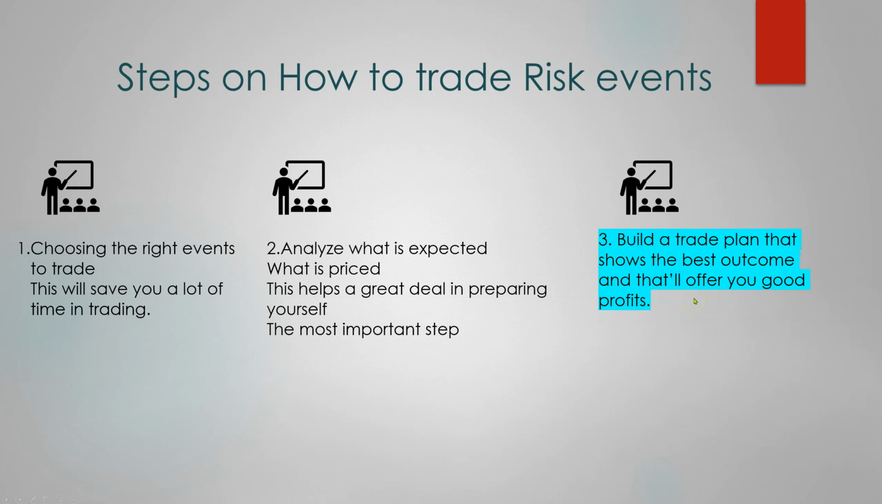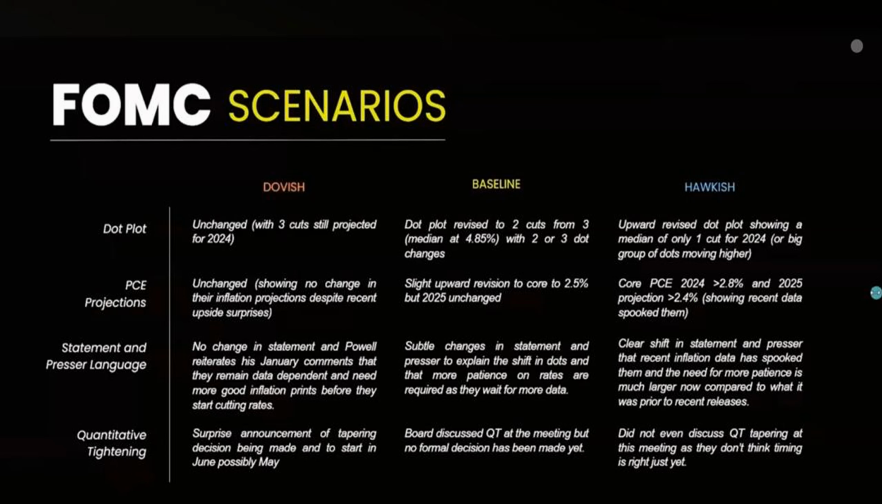So yes, that being said, after we've already analyzed what is expected and what is priced, now it was time to build a trade plan to show the best outcome and obviously to get more profits off this particular FOMC meeting. So if we take a look at this, the baseline expectation was what the markets were already fully pricing in. Markets were expecting that the dots will be revised to 2 cuts from 3 cuts, with 2 or 3 dots changes. So for a dovish outcome, let's start with the dovish outcome. Markets were expecting the Feds to leave rates unchanged, with 3 cuts still projected for 2024.